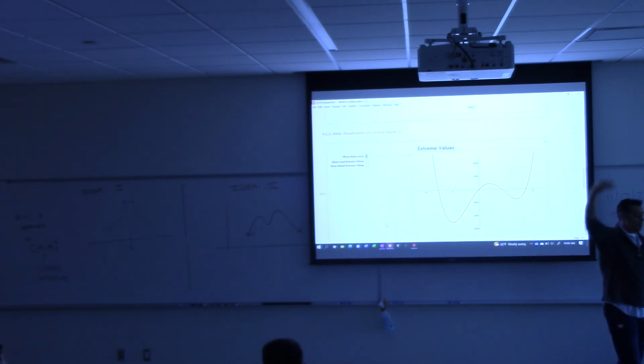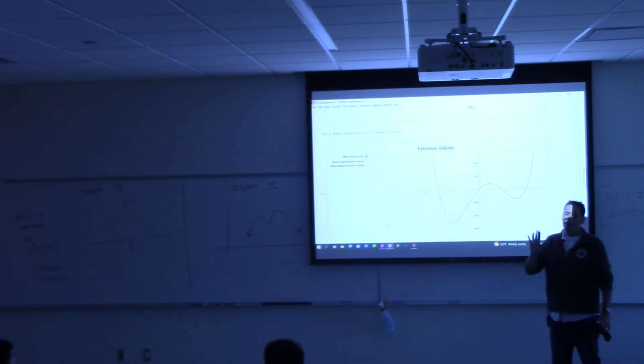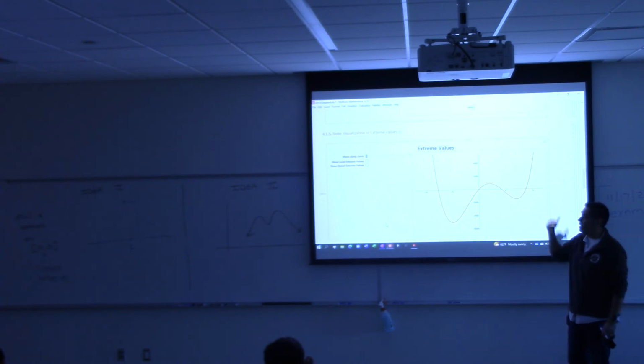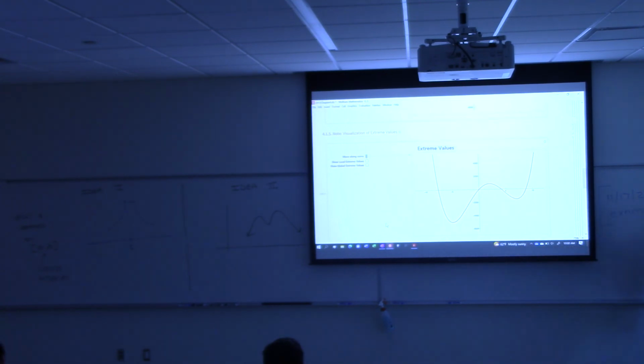Do we have a global maximum? Do we have a highest value of this function? No. And infinity is not an answer. It would have to be a number. Infinity is not a number, so it has no global maximum. So I will put that here. I have no global maximum. I have a global minimum though.